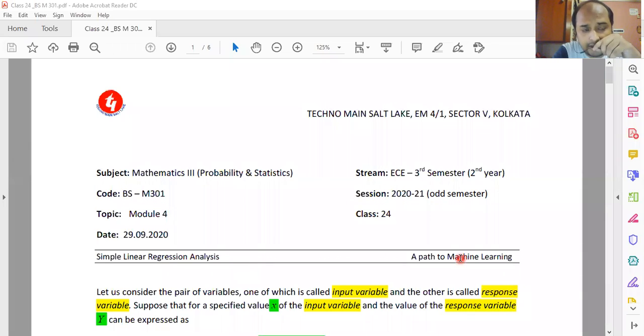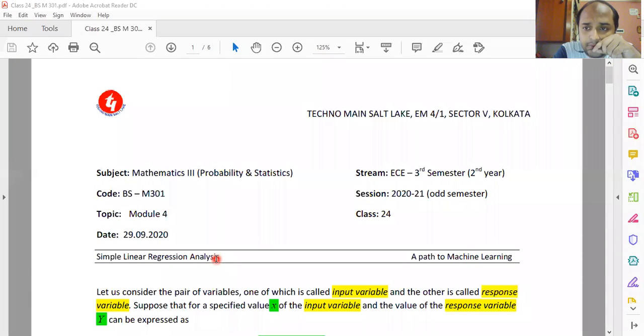But we don't know that this new friendship can be made only if you can maintain your old friendship. So regression analysis, which is a subject of statistics, is termed as one of the basic and fundamental tools for studying machine learning. I do not have any expertise in machine learning, but definitely I'm going to tell you the connection between regression analysis and machine learning.